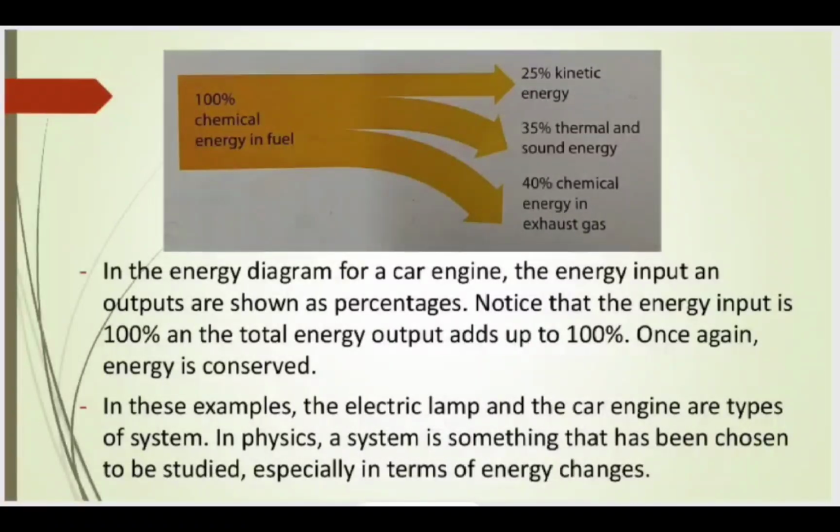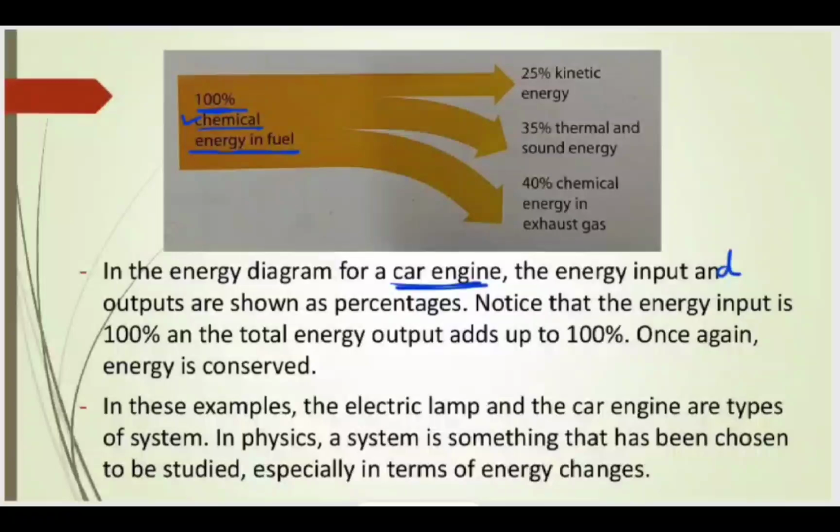So look at this diagram here. It says it has 100% chemical energy in fuel. Out of this, how does energy get distributed? First, let's read the text. In the energy diagram for a car engine, a car will always work on fuel, and fuel is chemical energy. The energy input and output are shown, and outputs are shown as percentages.